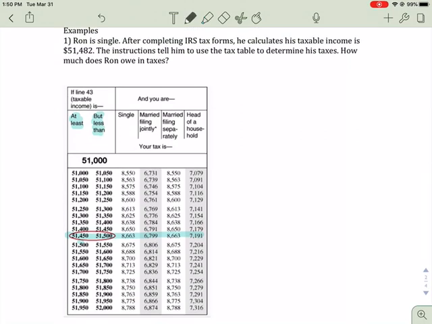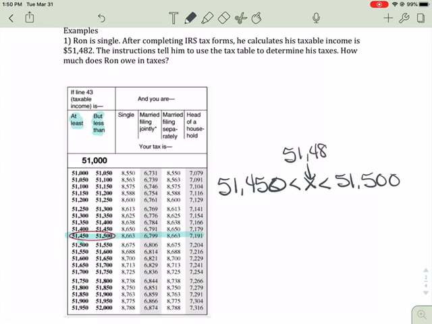Okay, so we could say between $51,450 is less than x, which is less than $51,500, and here we're going to find his $51,482. So that number is in between the other two. So that's the interval that we're looking for.